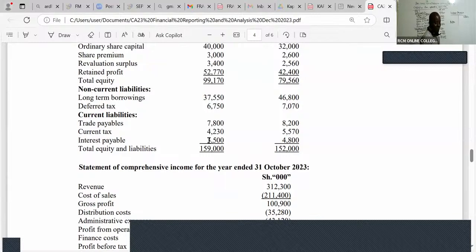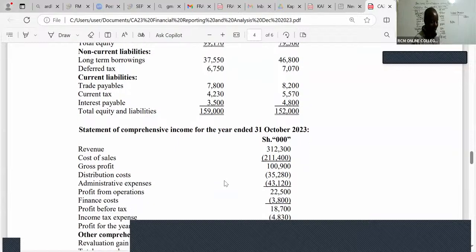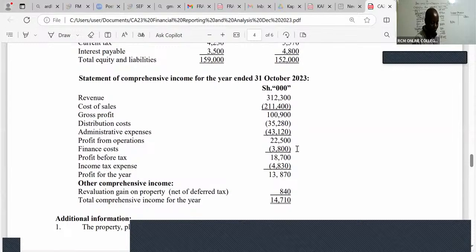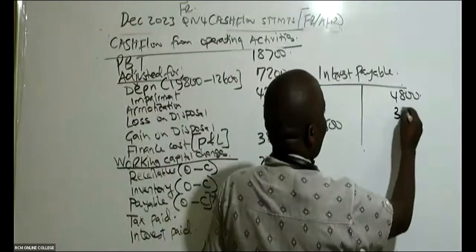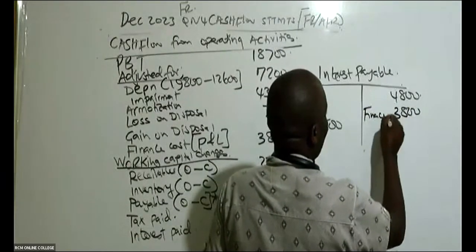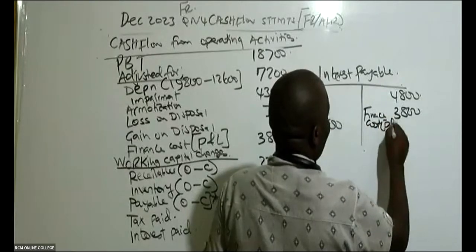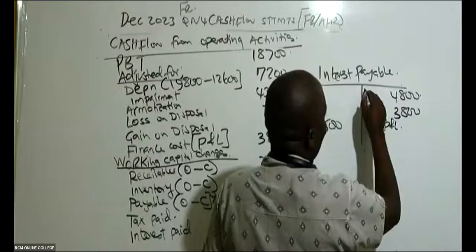Very easy. We ask ourselves, ladies and gentlemen, whether during the year we had any interest expense in the income statement. So you come to the income statement and look for finance cost. In this case, I'm being given a figure of 3,800. This finance cost is the interest expense for the year. So we have 3,800 here, from the P&L. That is it. This is a balance brought down.